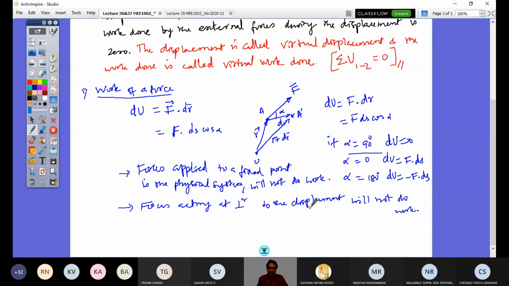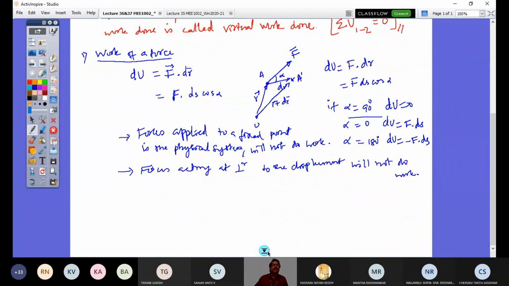And similarly, you have forces which are the reaction at a smooth contact surface, that would be perpendicular to the contact surface, and will not participate in the work equation. These are some examples of forces which will not participate in the work equation. Now, what is work of a couple?